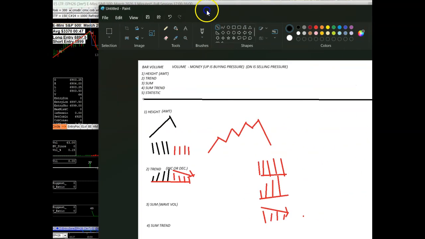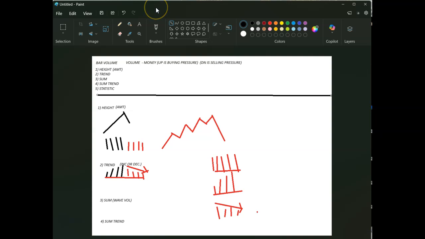So this is a framework that, based on my understanding and Wyckoff, I put together. You look at the height. Compare the height of the rally versus the pullbacks. That will give you the amount of money that's coming in. Do the rallies have more volume? Is the height bigger than the volume of the pullback? The trend: is it going up? Is it increasing money? On the pullback, is it decreasing money? And then the sum is just the Weis wave volume. You just sum it up. That's all it is. It's just a sum.